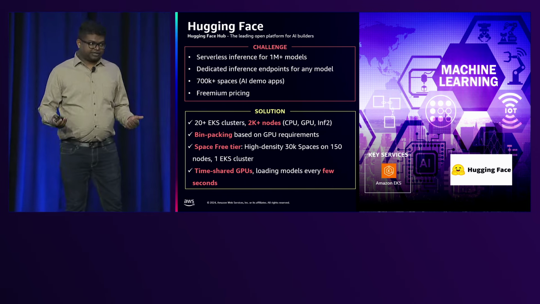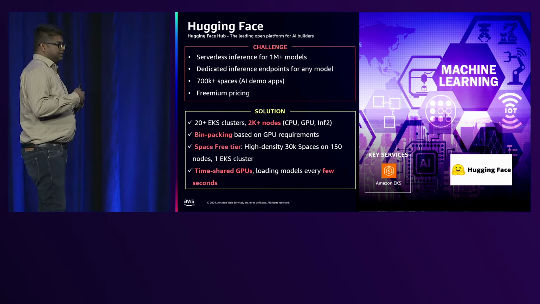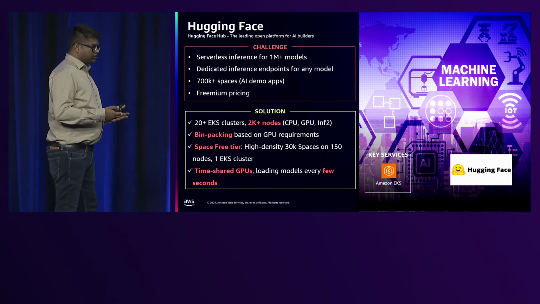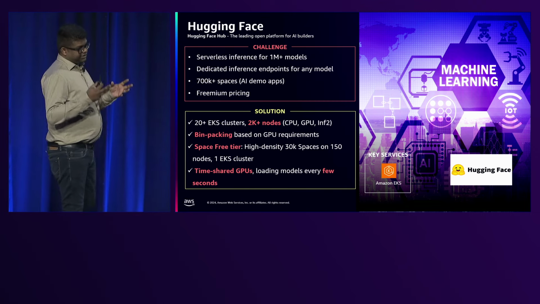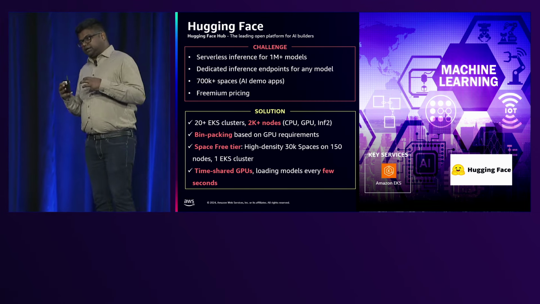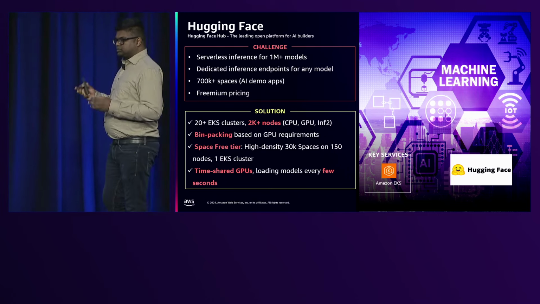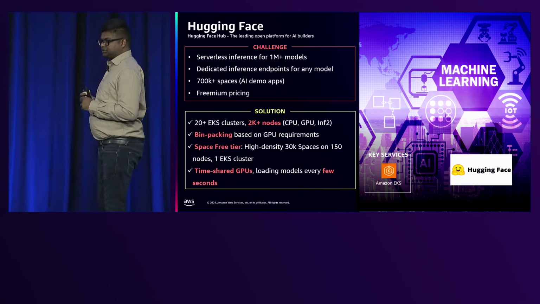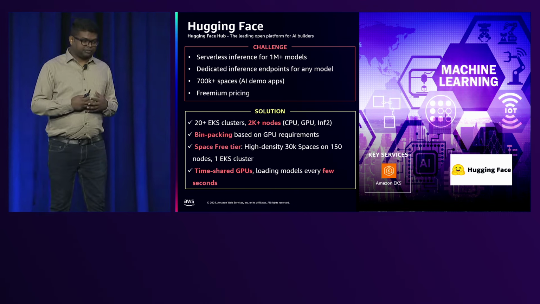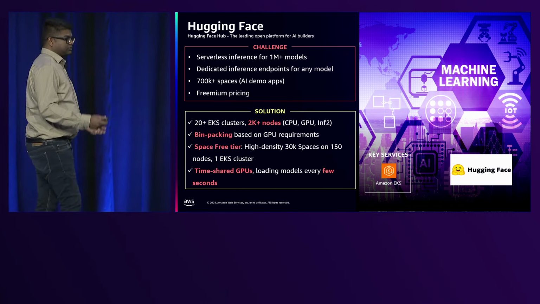So the solution they've taken is to deploy it on EKS, on multiple EKS clusters with 2,000 plus nodes, and they're able to effectively bin pack a lot of pods within very few instances. And they're also able to use time sharing with GPUs, where they swap models in and out every few seconds as well. And with this, they are effectively able to provide this platform across the world for ML developers to collaborate on.